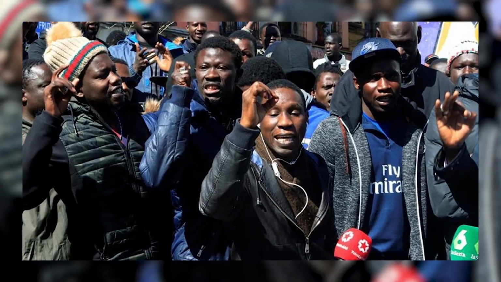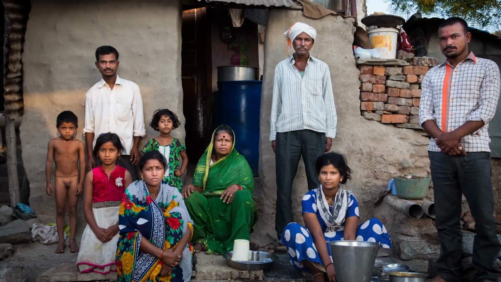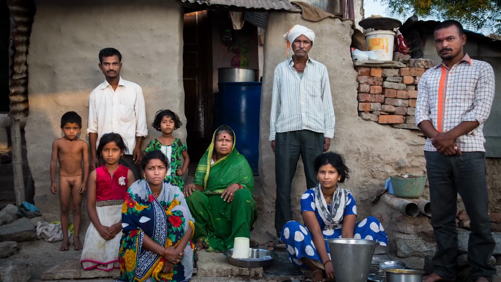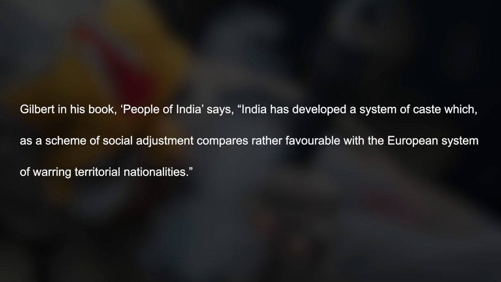Generally speaking, conquered people and their conquerors blend into one society in which one or other elements may eventually predominate. For example, the Castilians who conquered Spain absorbed the Moors that remained there, but the Negroes of America are still treated as a segregated population. But unlike in other places, the caste system in India has brought integration to the society. It acted as an integrator. Gilbert, in his book People of India, says India has developed a system of caste which as a scheme of social adjustment compares rather favorably with the European system of warring territorial nationalities.